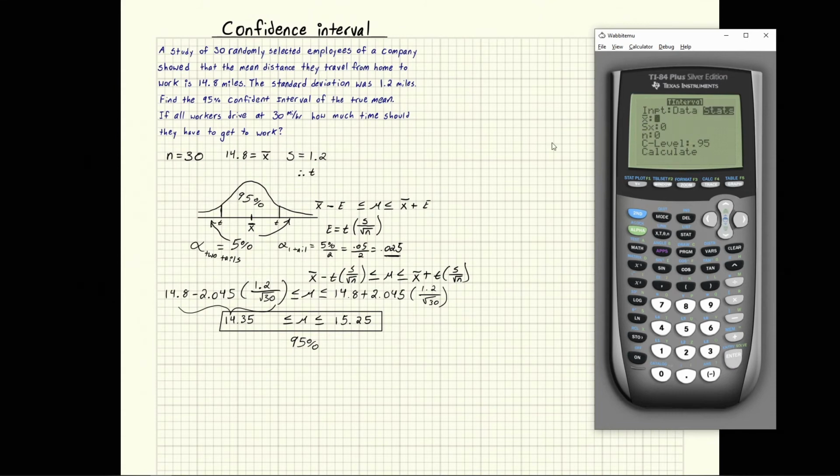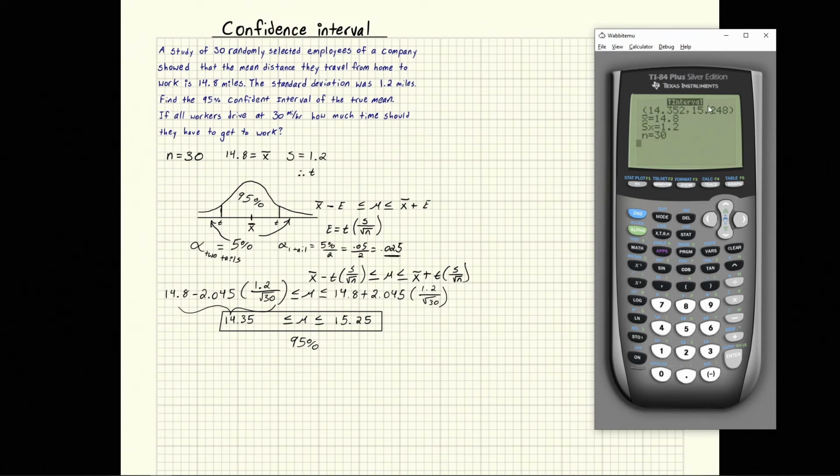And then for our X bar, the first statistic is 14.8. Our standard deviation has already been calculated, it's 1.2. And our N is 30. How confident do we want to be? Well, we want to be 95% confident. See, it doesn't ask for alpha. It asks for your confidence level. And then we're going to go to calculate. Don't forget to convert your 95 to a decimal too.